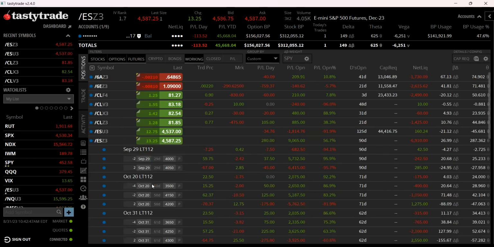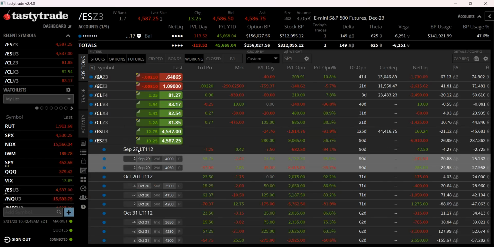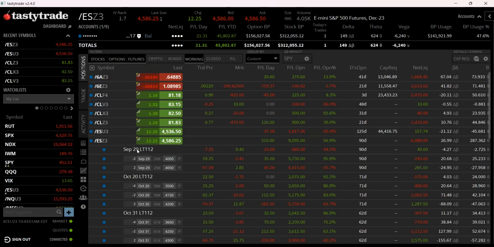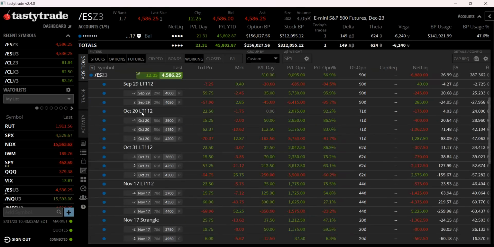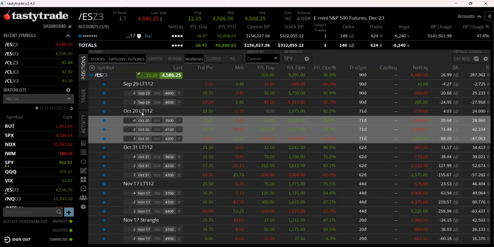All right, let's take a look at the rest of ES. We have another 112 in September. This one also has the naked puts off. So 3 of the 112s no longer have naked puts on them. They're just put debit spreads. Nothing to do here. Plenty of time left in the trade. All right, let's keep going. And we'll look at the October 20th long-term 112.